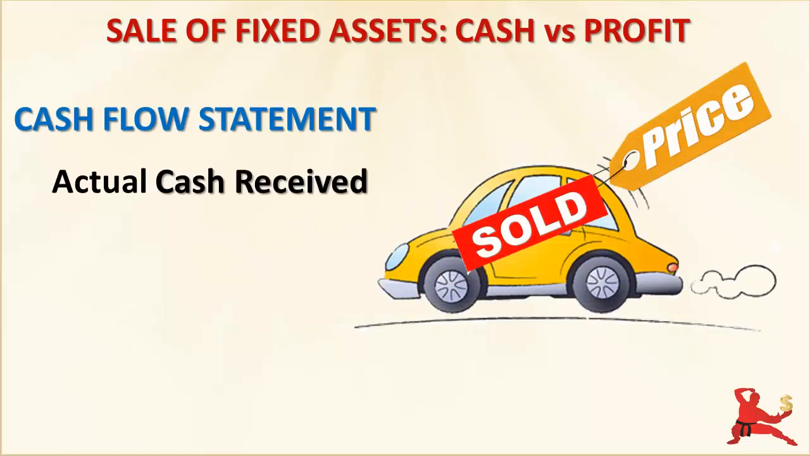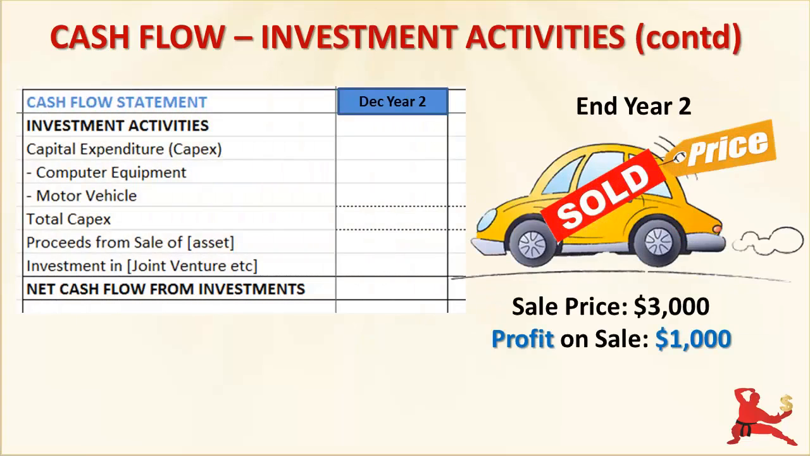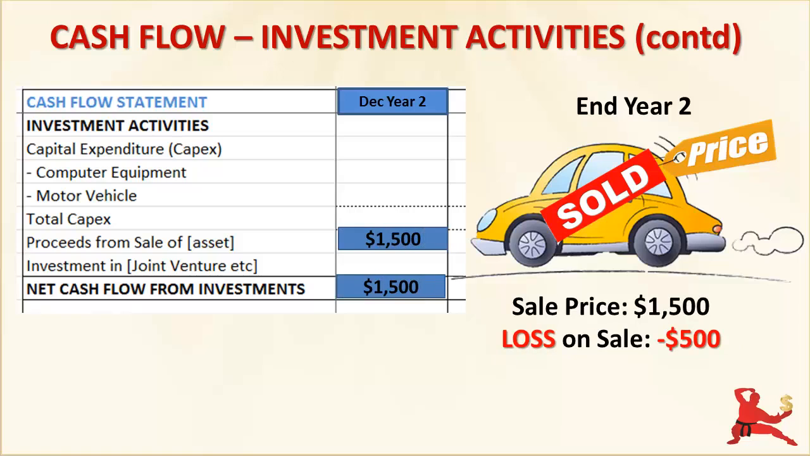However, in the cash flow statement, we are only interested in the amount of cash received on the sale, not the accounting profit or loss. So, if we sell the car for $3,000 and make a profit of $1,000, it is the cash received of $3,000 that is recorded as proceeds from sale of assets in the investment activities section. If we had sold the car for $1,500, then we would have cash inflow of $1,500, even though we made an accounting loss of $500 on the sale. The cash flow statement is about cash in or cash out. Whether it's a profit or loss is irrelevant here.